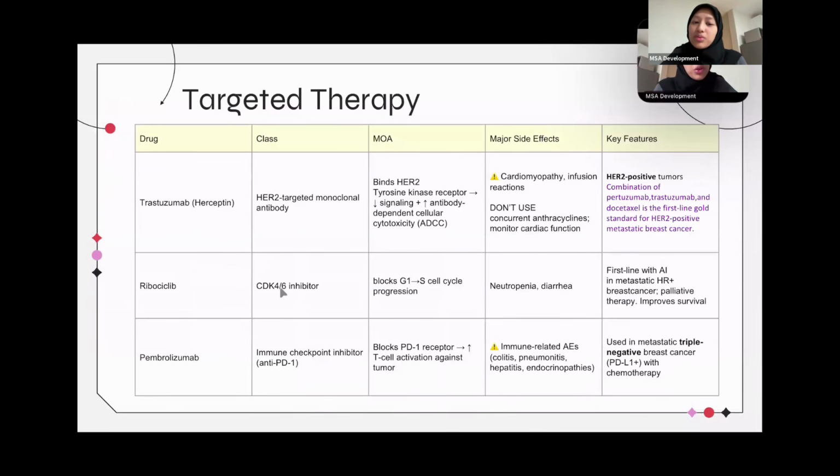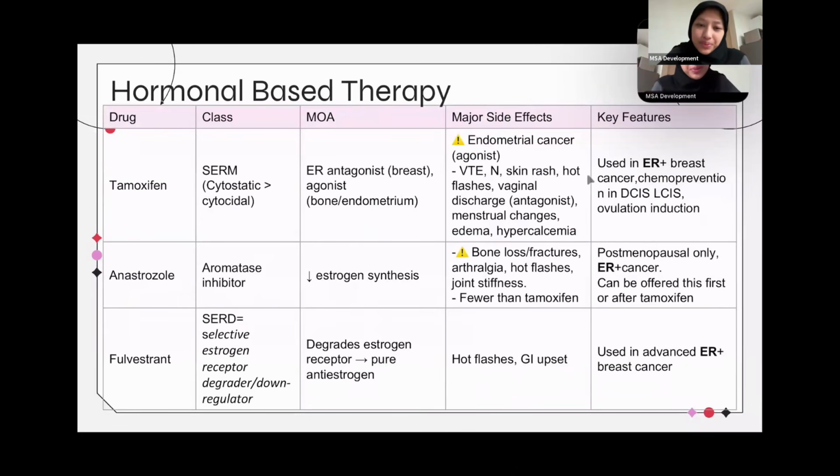So metastatic, you go for more stronger treatment, the cyclin inhibitors. HER2 is this one. Triple negative, no hormones at all, you go for immune checkpoint inhibitors.